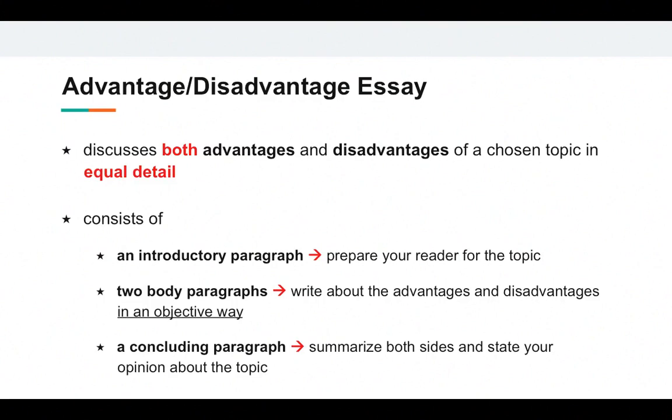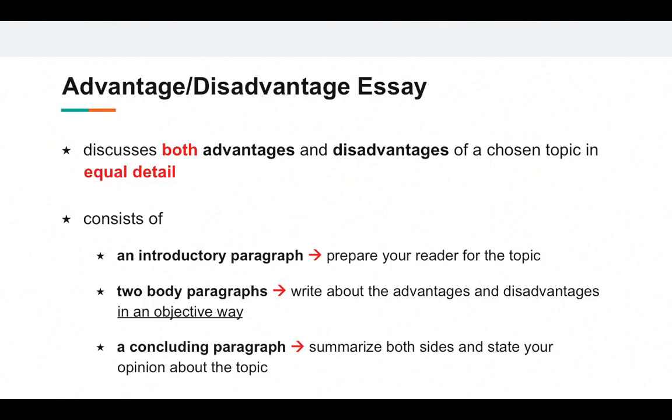Part 2, body paragraphs. In an advantages-disadvantages essay, there are two body paragraphs. In the first paragraph, you write about the advantages, and in the second body paragraph, you write about the disadvantages. You need to do this in an objective way. Part 3, a concluding paragraph. In this paragraph, you summarize both sides, both advantages and disadvantages, and state your own opinion about the topic.